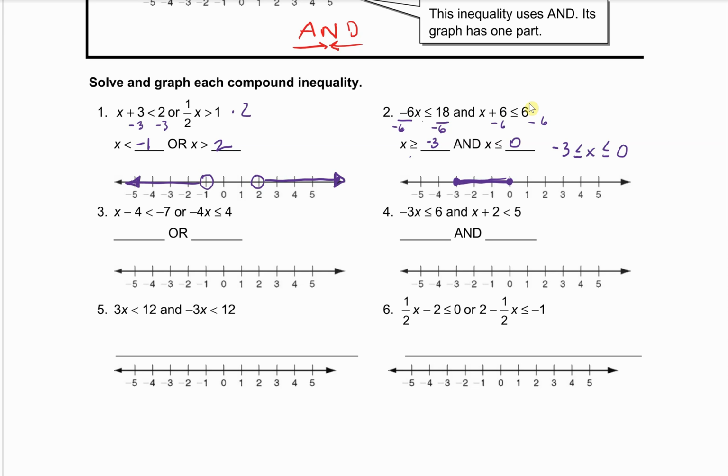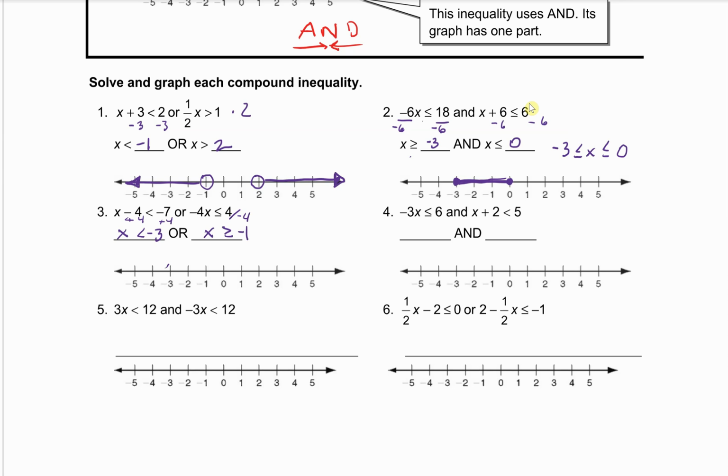Let's do a couple more. X minus 4 less than negative 7. That means I'm going to add 4. So x is less than negative 3. Negative 4x is less than or equal to negative 4. I'm going to divide by negative 4. So x is greater than or equal to negative 1. Again, I divided by a negative, so I had to reverse or flip my inequality around.